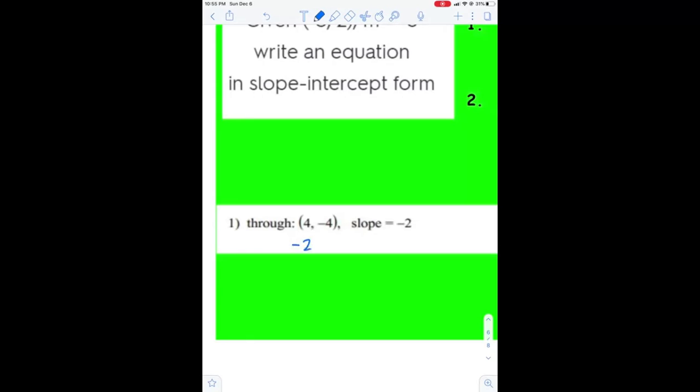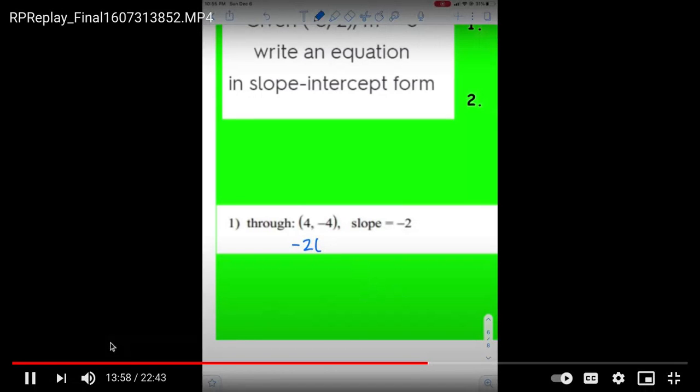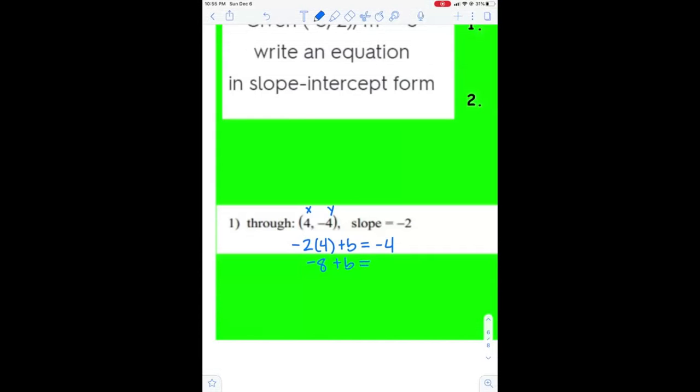So we're going to do the same thing here. We know that negative 2 times our x, which is 4, plus b is going to equal our y, which is negative 4. So now we're going to do negative 2 times 4, which is negative 8, plus b is equal to negative 4. To get rid of the negative 8, we add a positive 8 to both sides to cancel out. And we get b is equal to 4.